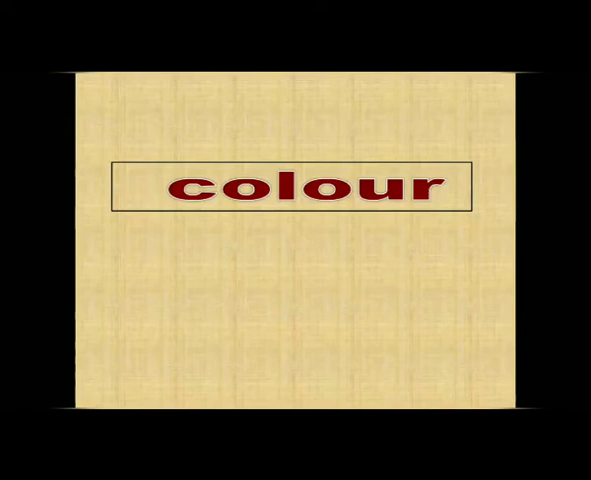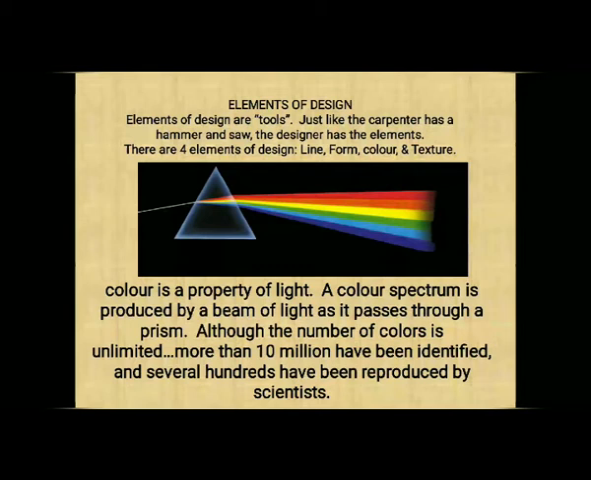Okay guys, today we are discussing color, which is an element of design, and it's the second unit of BHMCT 5th sem. The first topic in this unit is color. It's an element of design, or a tool. Just like a carpenter has a hammer and saw, the designer has a few elements. We already discussed the elements of art and design in the previous class.